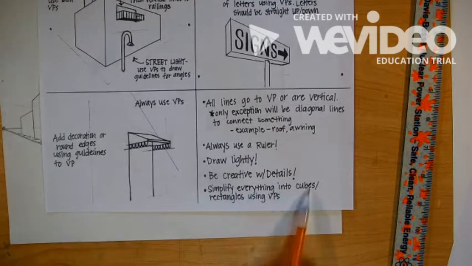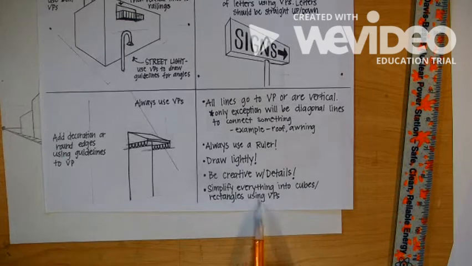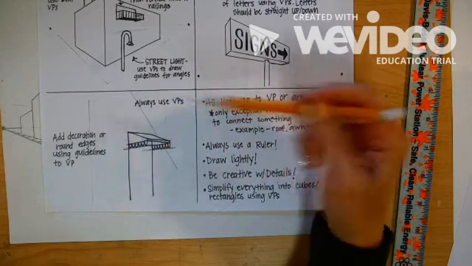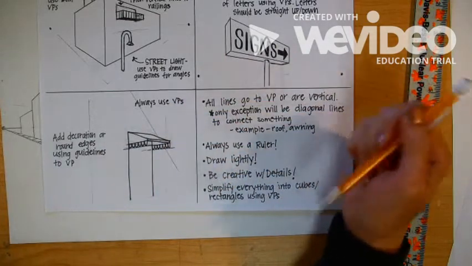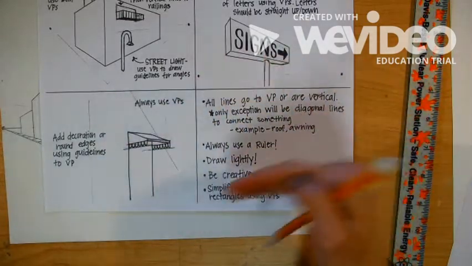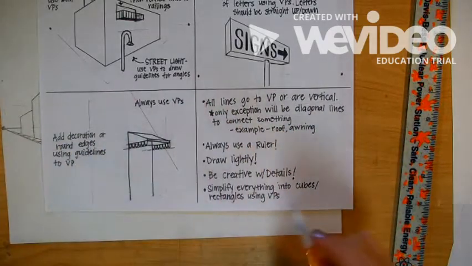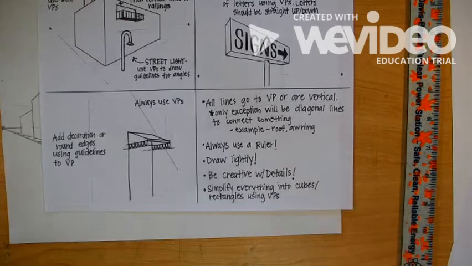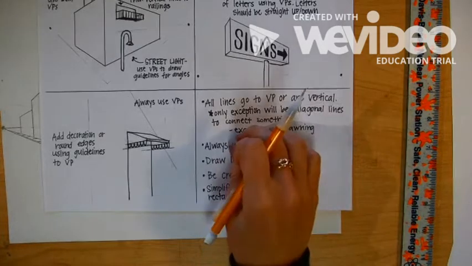Simplify everything into cubes or rectangles using those vanishing points. So as I was talking about when we looked at letters or any other details that you're adding, start with a rectangle or a square, create the three-dimensional parts using your vanishing points, and then draw within that. So if you wanted to make a trash can, for example, start off with a cube and then make that trash can rounded at the top. So there's lots and lots of ways that you can create something.